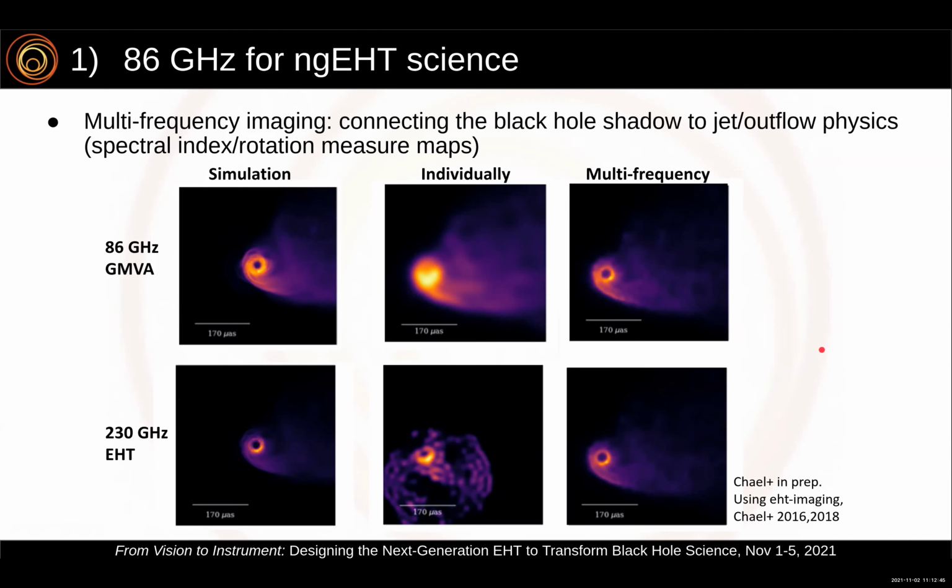Connecting the black hole shadow to the jet and outflow physics is a key component of what we'd like to do with ngEHT, and 86 gigahertz could significantly enhance that because we're looking at an optically thicker regime. Also, multi-frequency imaging would enable spectral index studies across 3 frequencies instead of just 2 near-horizon ones. And because of the huge increase in sensitivity for the ngEHT recording bandwidth compared to the current GMVA, we could even do polarization maps for our low polarization sources, especially for Sagittarius A*, and rotation measure maps as well.